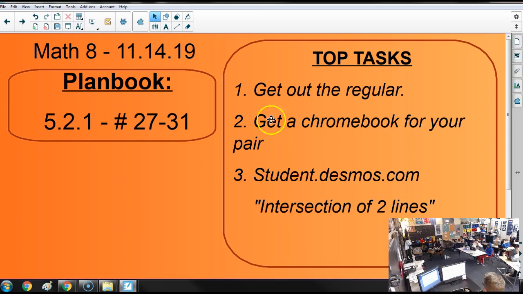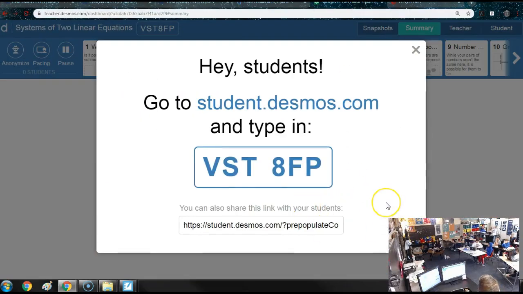No. All right. In student.desmos.com, your code is VST, very slippery turtles, tortoises or turtles, but you can't put words out. Oh yeah, but slippery. That's why he's slow. Eight funny penguins.